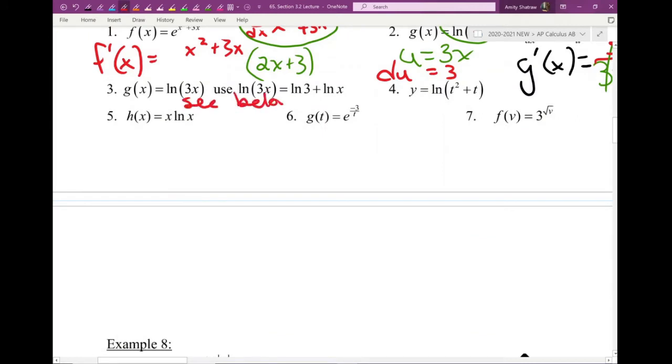See below. I did those problems. I just didn't have room to do them right there. Like I said, my formatting was bad. So taking a look at problem number 5 then, that's actually a product rule problem.